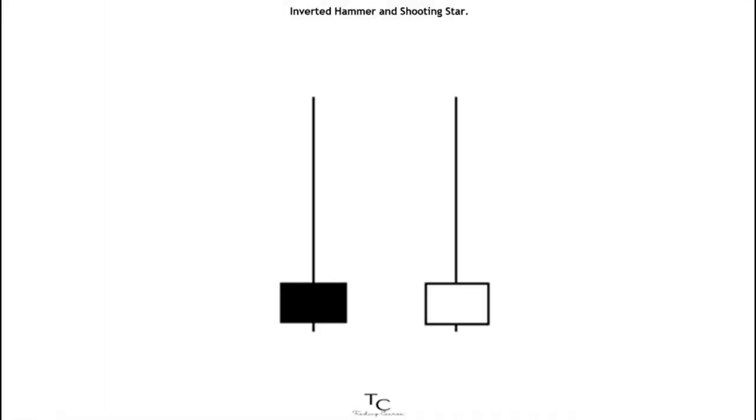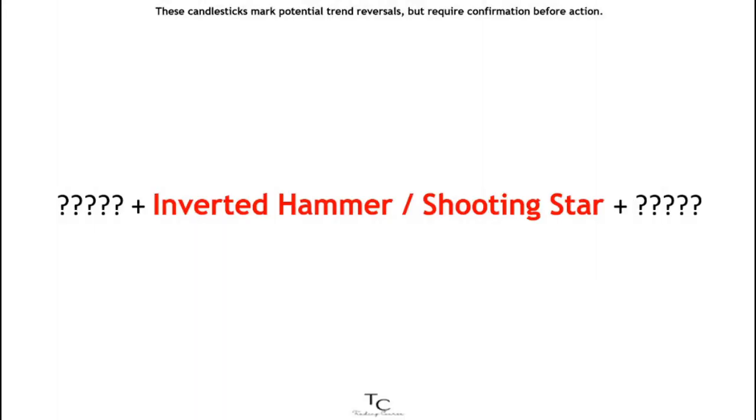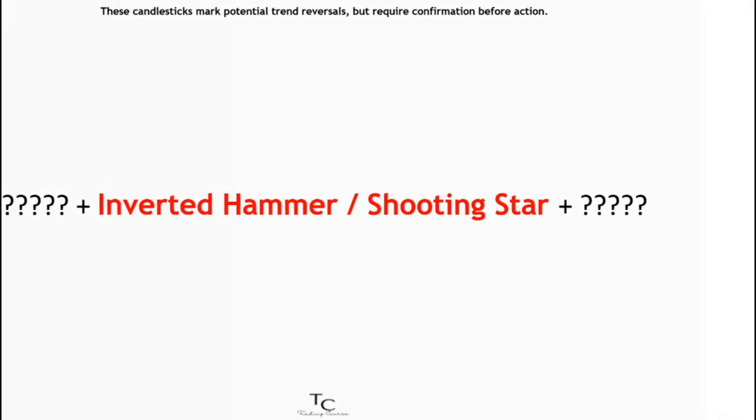Inverted hammer and shooting star. The inverted hammer and shooting star look exactly alike, but have different implications based on previous price action. Both candlesticks have small real bodies, black or white, long upper shadows and small or non-existent lower shadows. These candlesticks mark potential trend reversals, but require confirmation before action.